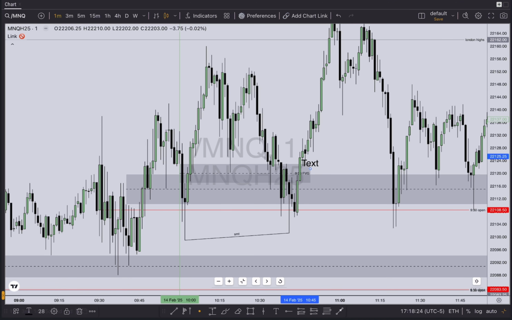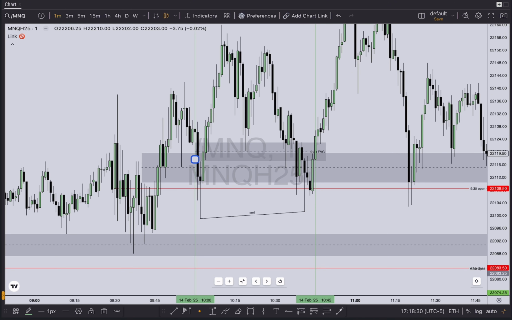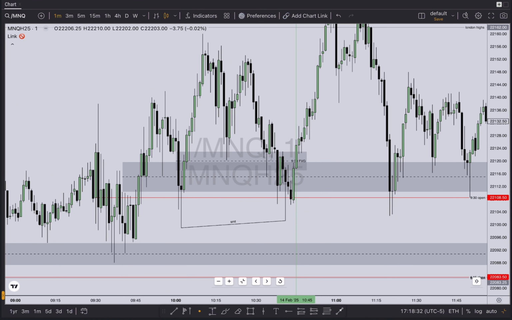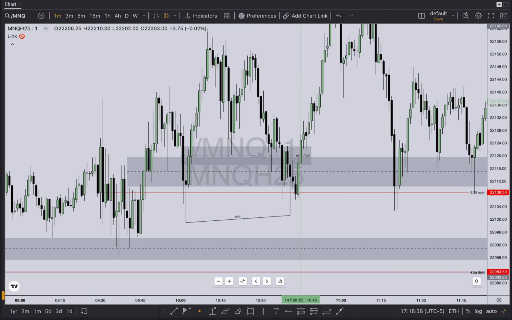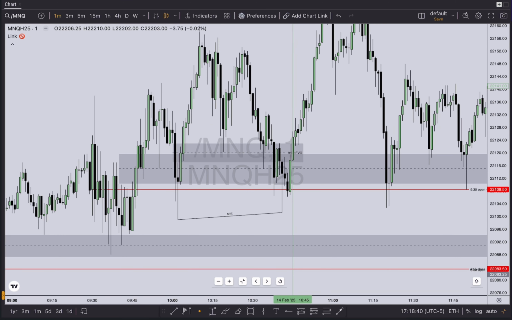Boom. This candle. Oh, oops. It's this candle, 10:45. Let me get rid of this now. That was just outlining, I believe, the 10 a.m. candle. Okay, so what do we have here?